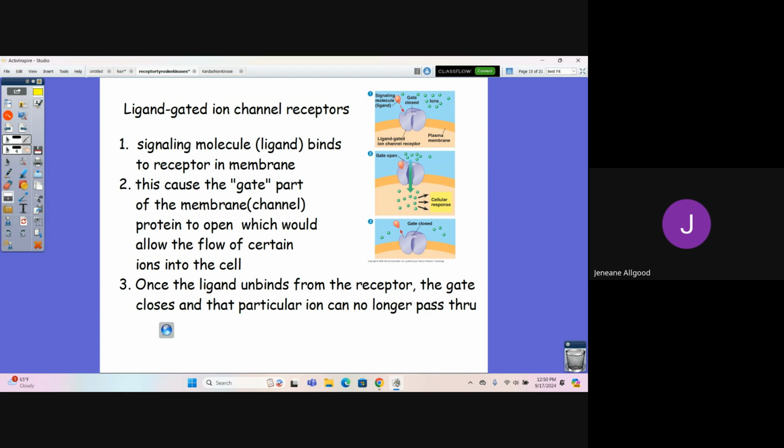Because I'm not going to ask you to write out these steps. I'm just really asking you to put them in order, both on your quiz tomorrow and on your test on Thursday.